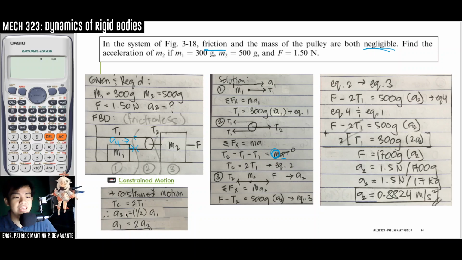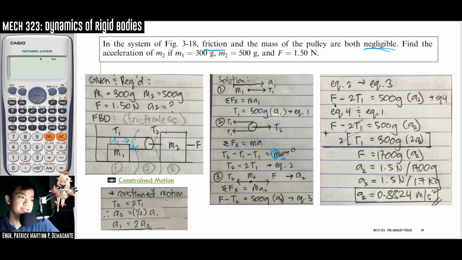Paano? Saan man nanggaling yan? Balikan natin. Substitute muna natin to. Substitute daw si equation 2 kay equation 3. Ayan. So, we'll have another equation. F minus 2T1 is equal to 500 grams times acceleration A.